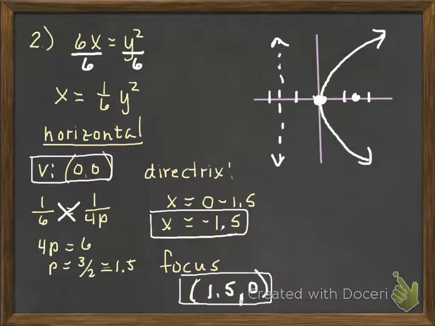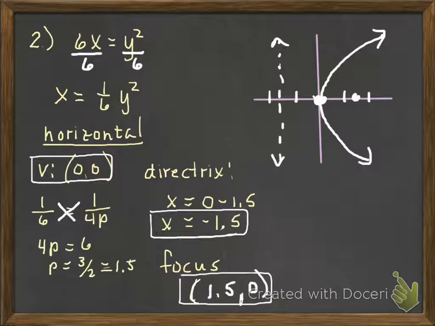Here is question 2. Again, I'm looking at y squared, not x squared. So that tells me that I'm going to have a horizontal parabola. And it looks like it's going to be positive, so it's going to open to the positive values to the right. When I solve for my single variable x, x will be equal to 1/6 y squared. And again, that is horizontal. I can see that my vertex is going to be (0, 0) because I have no h, k values.